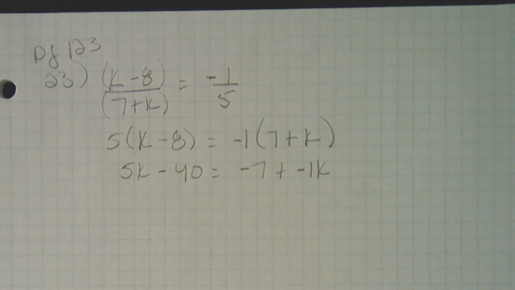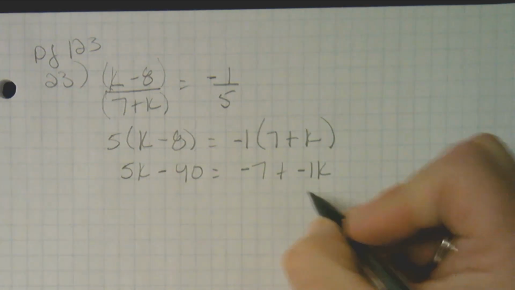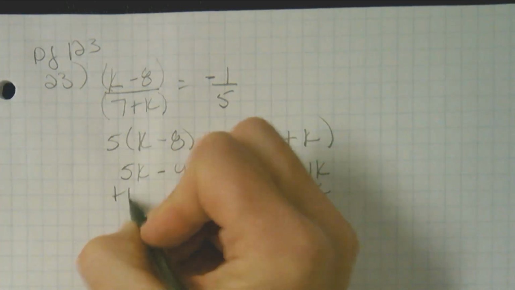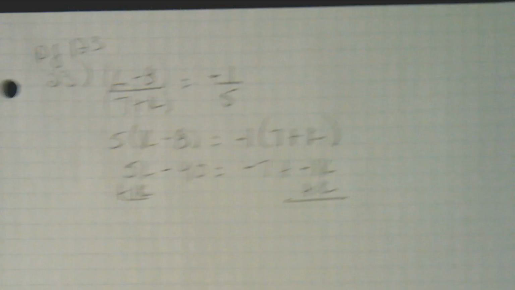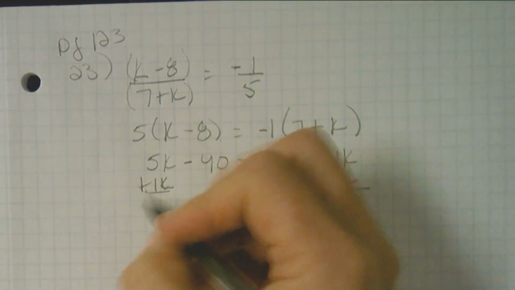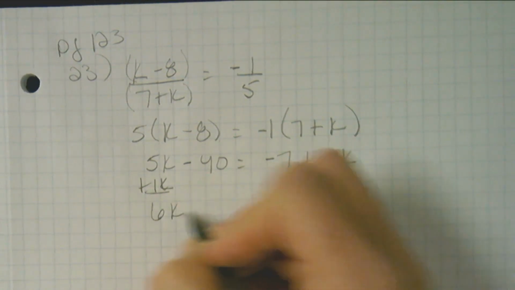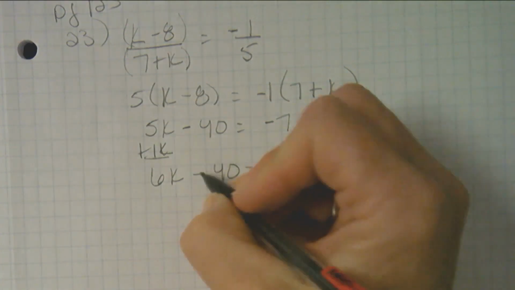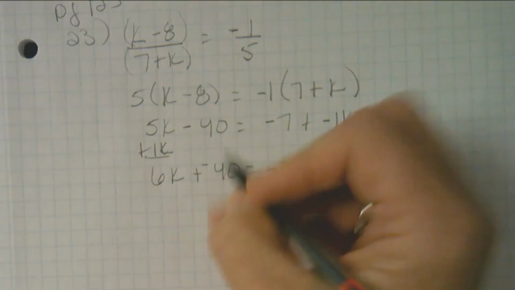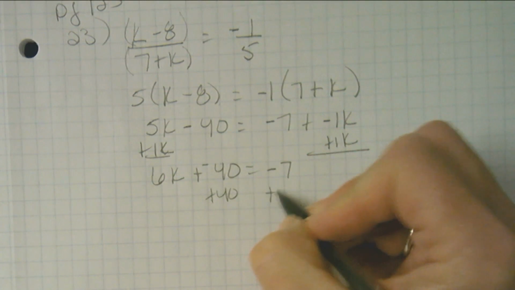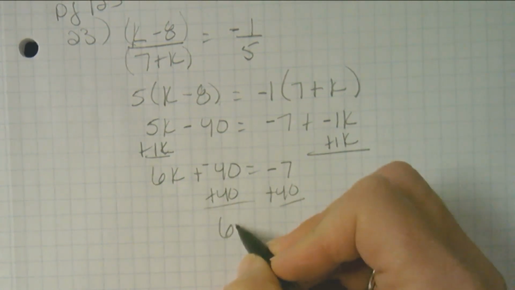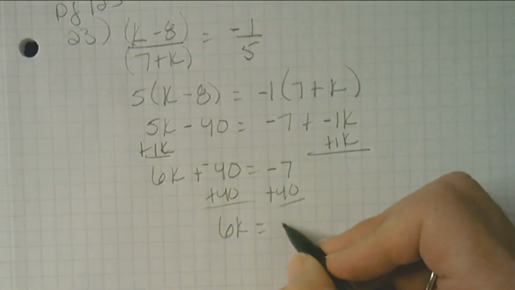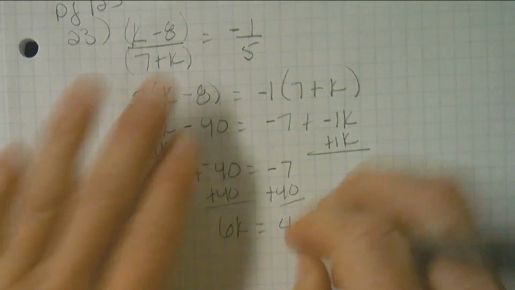Okay, so now we have an equation with variables on both sides. So you have 4 different ways you can start this. I've told you guys this, I like getting rid of my variable terms first and making them positive. That's just me. So I end up adding a 1k to both sides. So I have 6k minus 40 is equal to negative 7. I'm going to do adding the opposite here. So I end up having to add a positive 40 to both sides. And I get 6k is equal to 33.